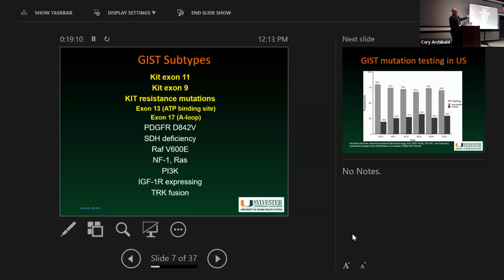These are different genes and different proteins, so it's not surprising that their treatment is going to be a little bit different. Sometimes different drugs, sometimes different doses, sometimes different approaches completely and altogether. So it's critical to understand these subtypes.